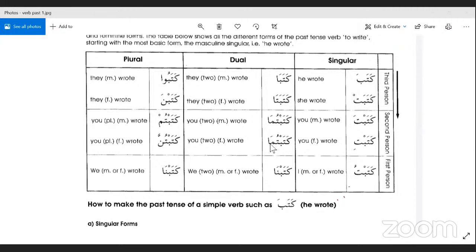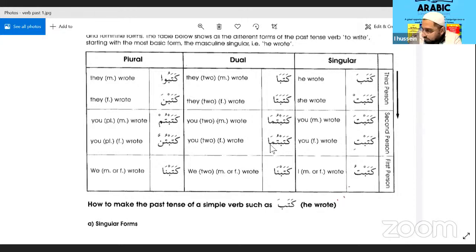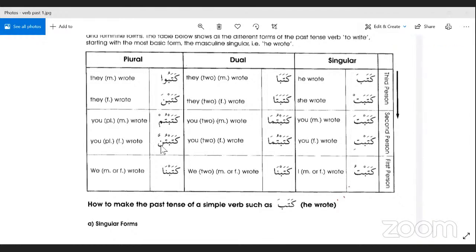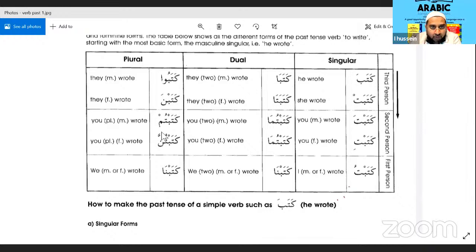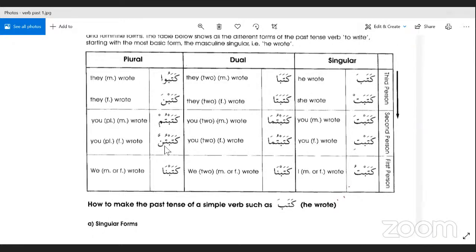Katabtuma. So it's equal. It's the same. Yeah, that's right. You wouldn't know if it was two females or two males or just two. Okay. And then plural is katabtunna. Clear? Yeah. So tum is for you all male, and tunna is for you all female. Okay, now I'm going to ask you a question.